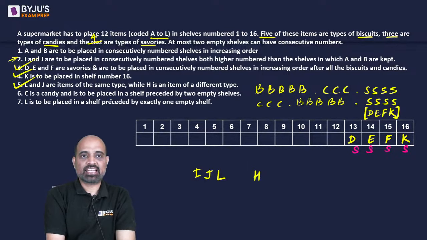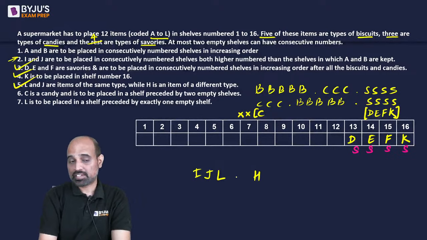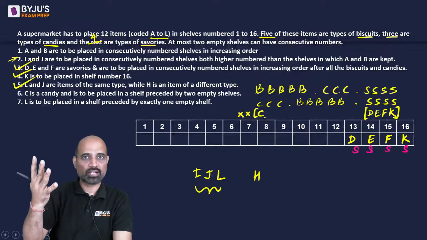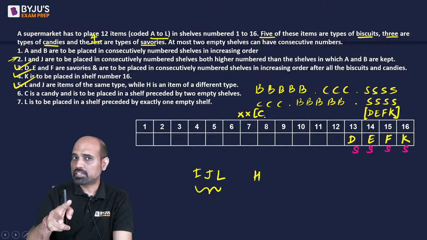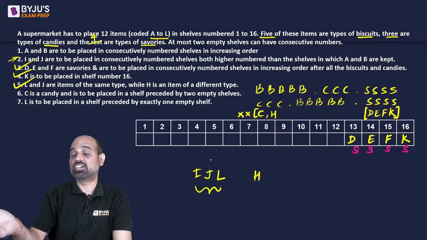C is a candy and is to be placed in a shelf preceded by 2 empty shelves. So if you are talking about candies, C is a candy and is preceded by 2 empty shelves, meaning 2 empty shelves come before it. Now if C is a candy, which we know, I, J, L cannot be candies. Reason being, if I, J, L are also candies and C is also a candy, then there are 4 candies, but there are only 3 candies. So we are pretty sure that I, J, L are not the candies. The next candy is definitely H, because I, J, L turn out to be biscuits.